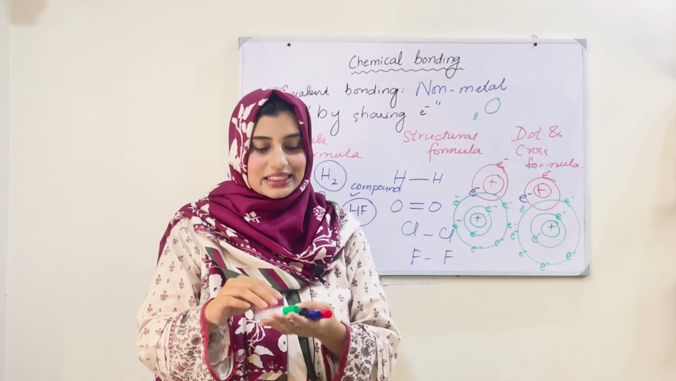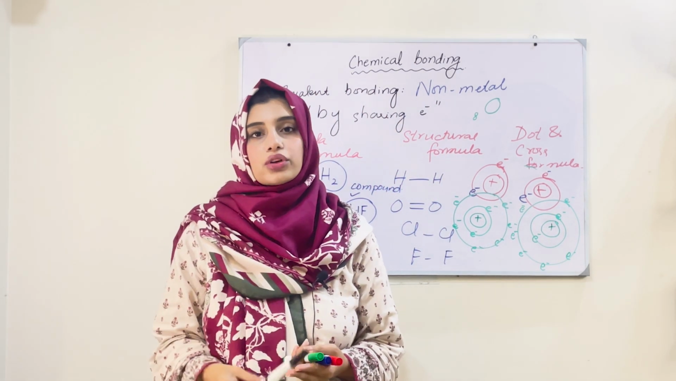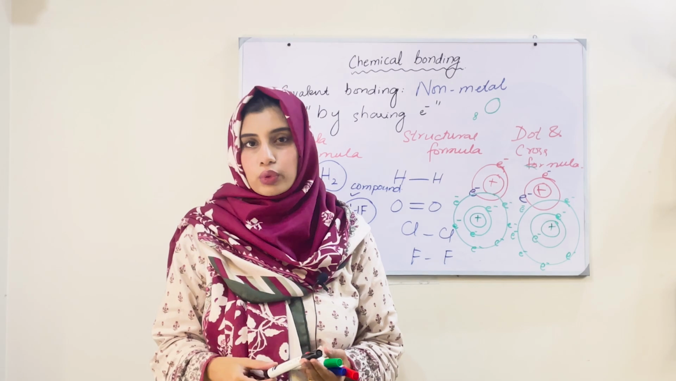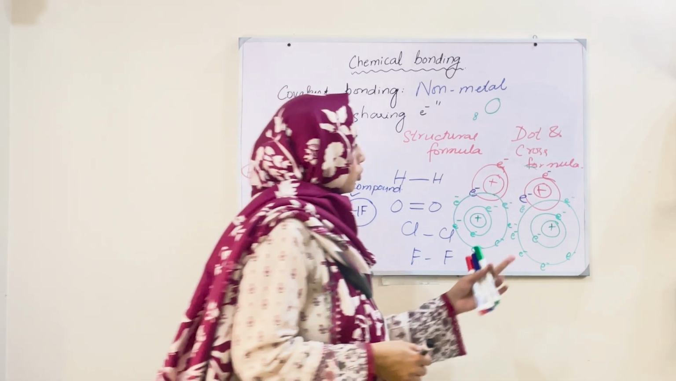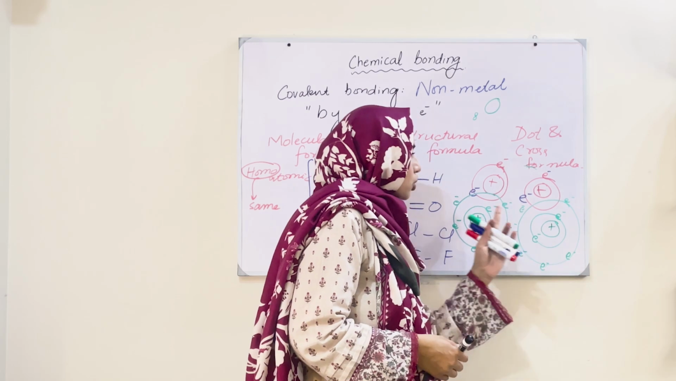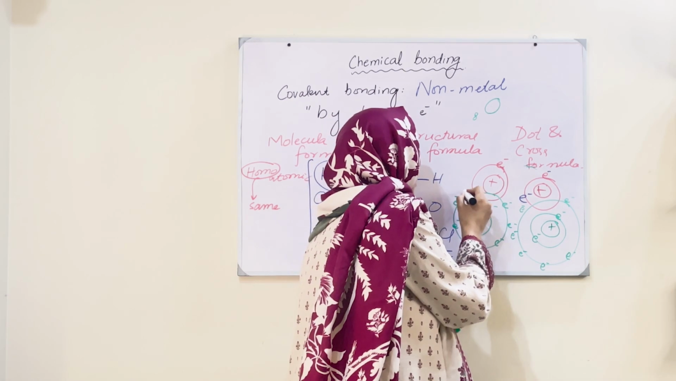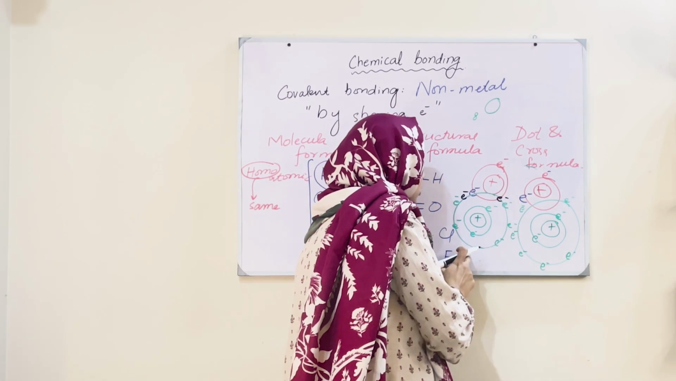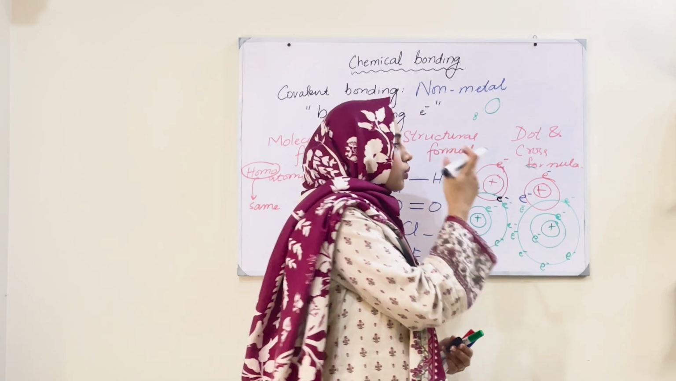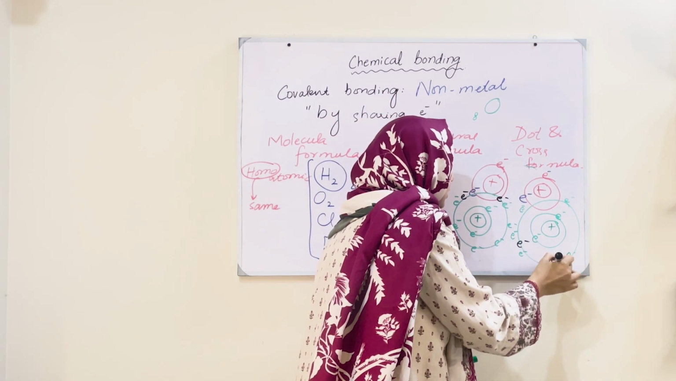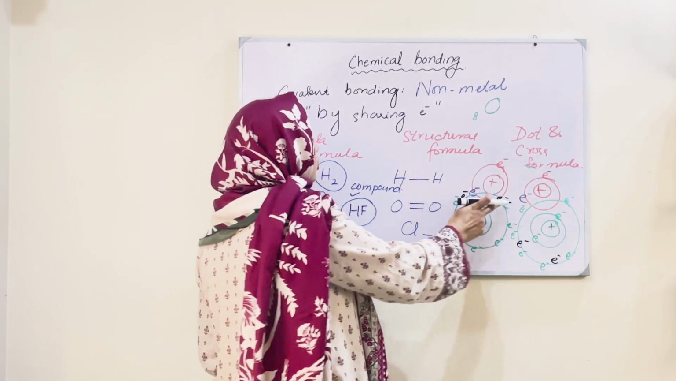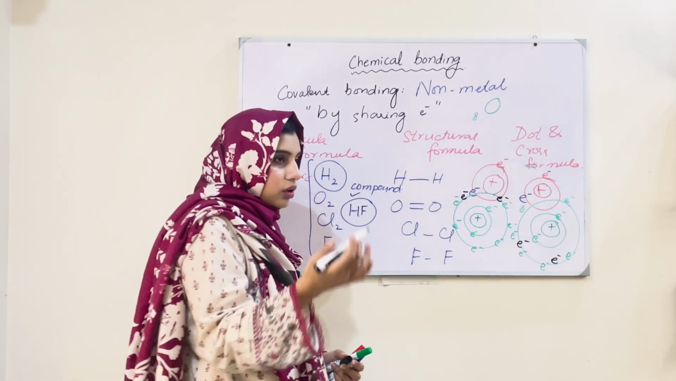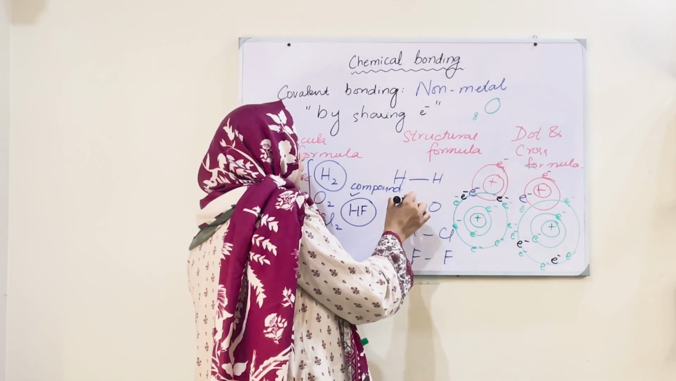Now both have 6 electrons in the outermost shell. Both elements are deficient of 2 electrons, so they will simply share 2 electrons with each other. 2 electrons of this oxygen will be shared with this one, and 2 electrons of this oxygen will be shared with this one. Now both oxygens will have 8 electrons, and 4 electrons are shared, that means 2 bonds.